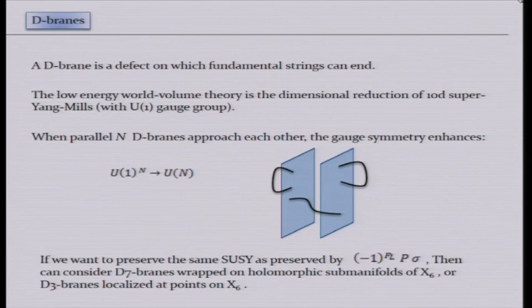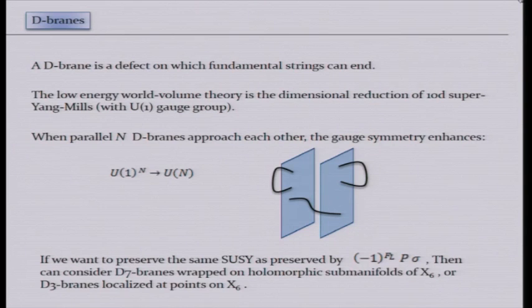The other thing, of course, a famous fact about D-branes is that when you have a stack of n parallel D-branes, I've drawn only two of them here, and then you let them approach each other, there's a U(1) gauge symmetry associated with each brane, but now if you let them approach each other and then they coincide, the gauge symmetry actually enhances from U(1) to the n to U(N), excuse me.